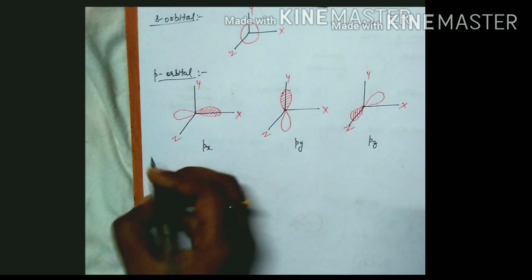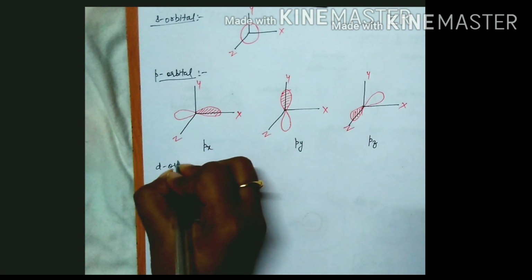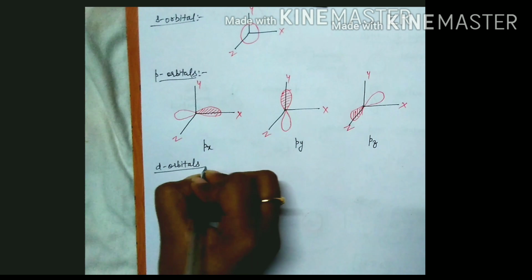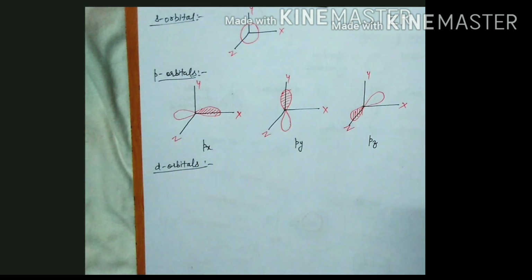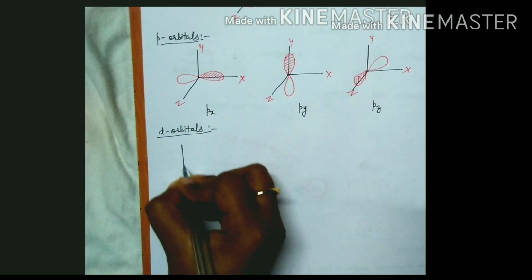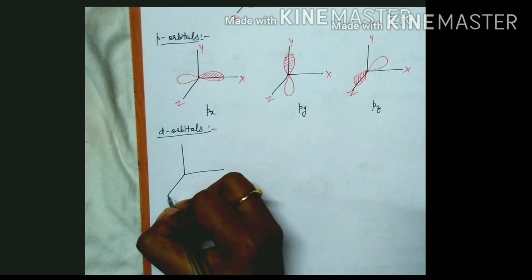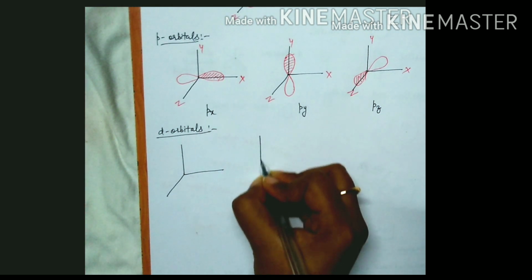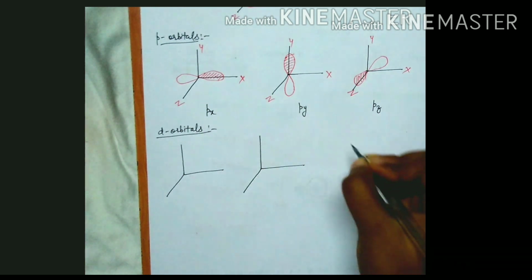Okay, next is your d orbitals. Let's see first how many orbitals we can make for d, how many orientations are possible and how many actually exist. So for d orbitals, how many orientations can we make? We can actually make 6 orientations, believe it or not, 6 orientations.